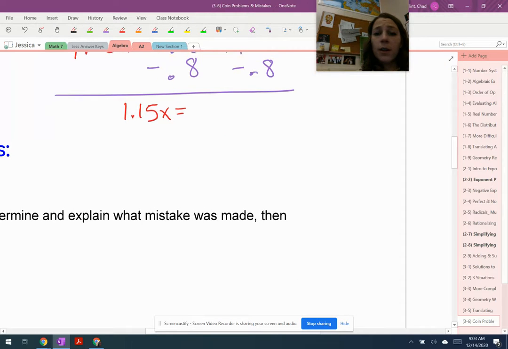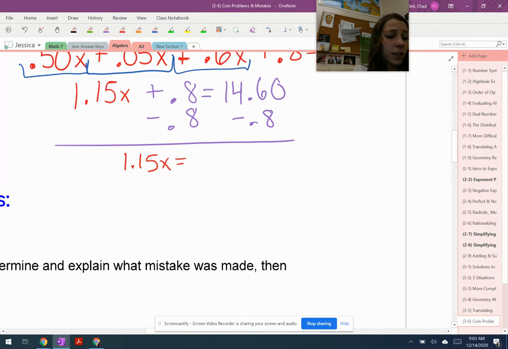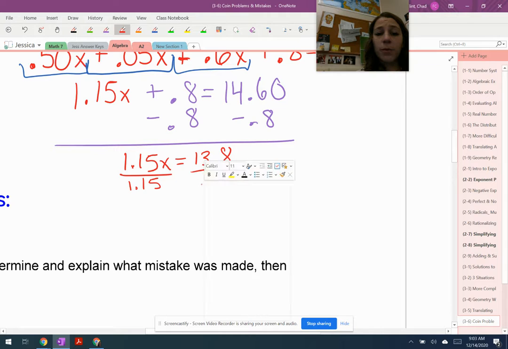Okay, so now 14.60 minus the 0.8 is 13.8. And last but not least, divide by that 1.15. And we get a nice normal answer of x equals 12.